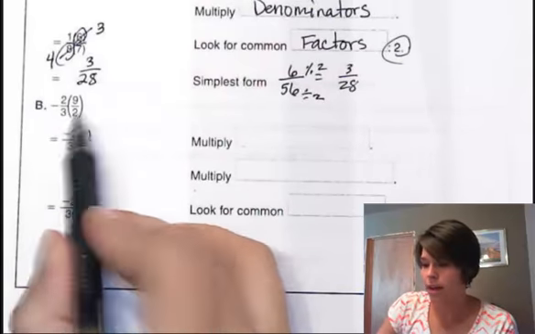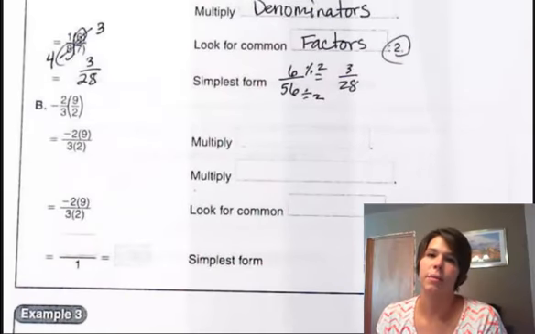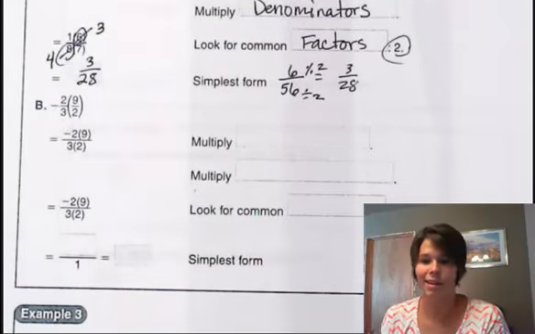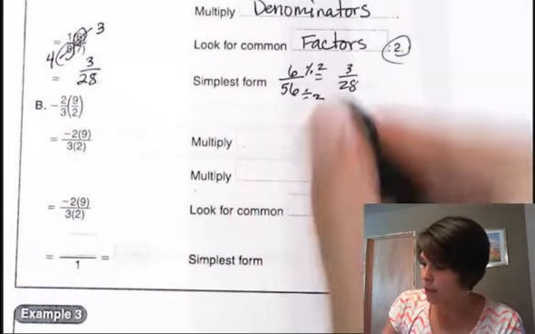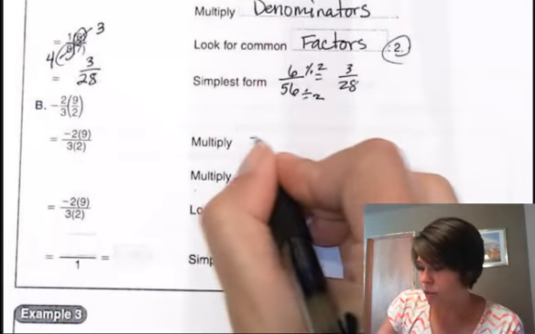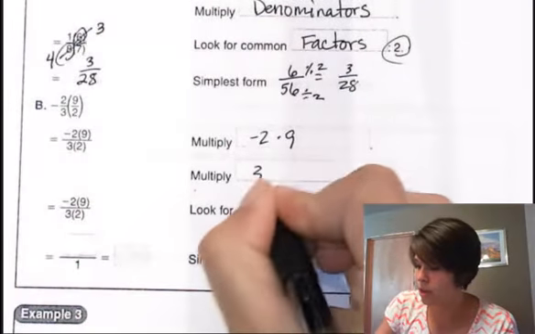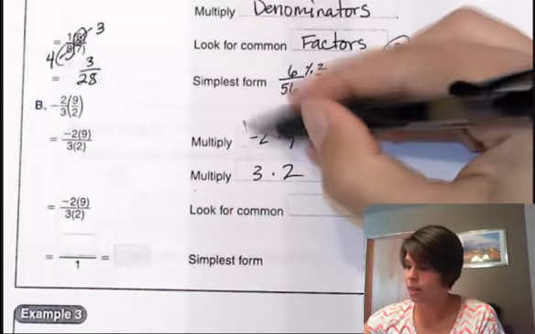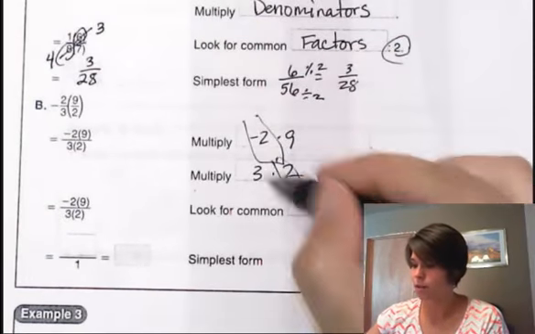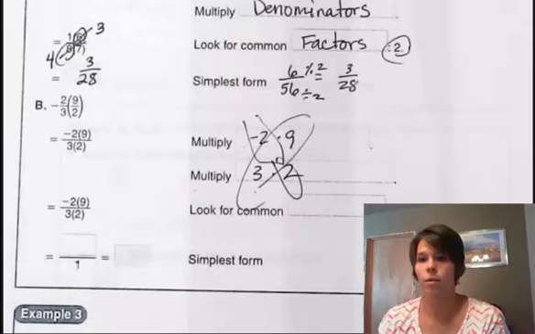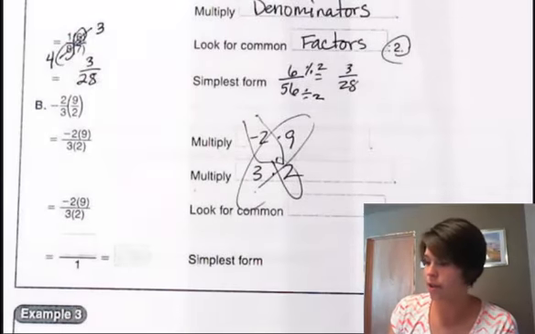This time I have a negative times a positive. Negative times a positive, my answer is going to be negative. Okay, so again, I'm going to multiply my numerators, which is negative 2 times 9, and in my denominators, 3 times 2. This might be an easier way to look. Oh my goodness, I have two sets of common factors. I've got 2 and 3.